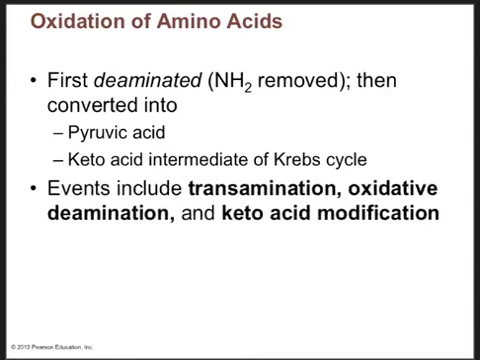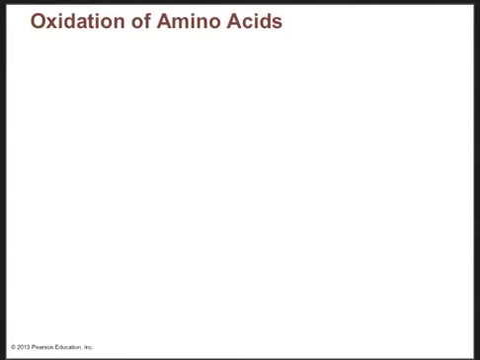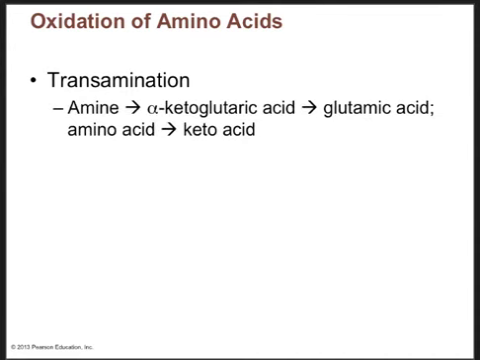The events include transamination, oxidative deamination, and keto acid modification. In transamination, what happens is that we steal the amino group off of an amino acid and we convert it to a keto acid. Now, an example would be glutamate. Okay, glutamate is an example of a negatively charged amino acid. If we strip the amino group off of glutamate, we produce alpha-ketoglutarate, which is a Krebs cycle intermediate.